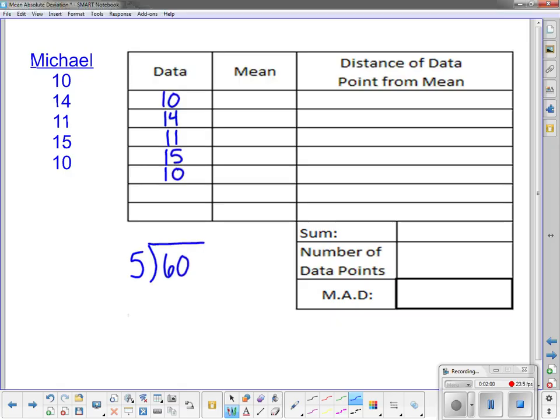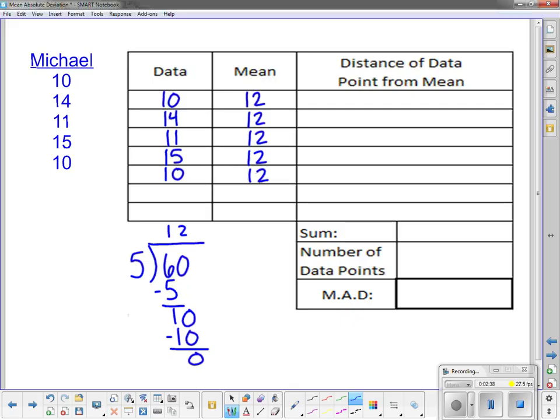5 goes into 6 once. 5 goes into 10 twice. We have none left over. That means that the mean is 12. Next, what we need to do is find the distance of each data point from the mean. So how far is the data from the mean? How far is each game's points away from the mean, or the average number of points that Michael scored?